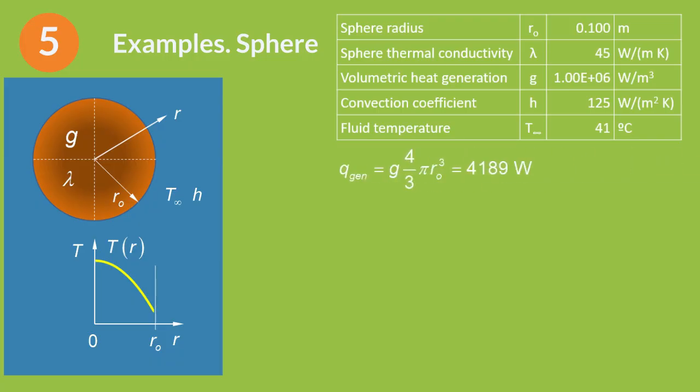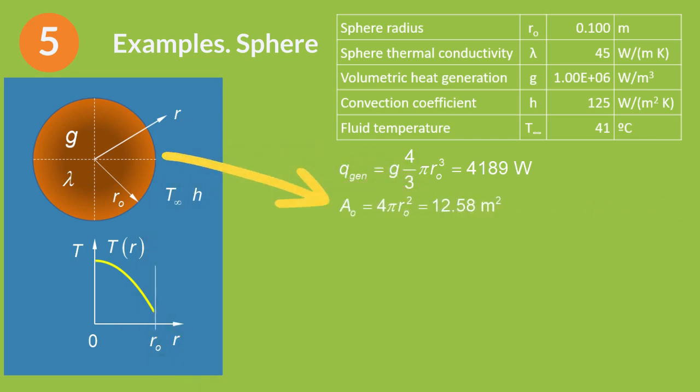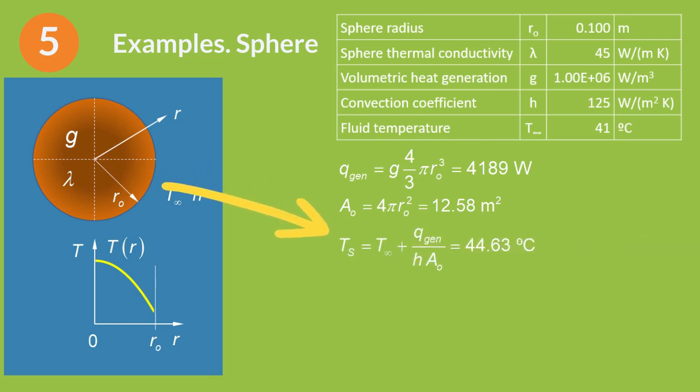The heat generated in the sphere per unit time is the volumetric heat generation multiplied by the volume. Before applying Newton's law, we need to calculate the external area. The heat balance applied in the sphere surface gives us the value of the surface temperature. This is one of the boundary conditions when applying the diffusion equation.